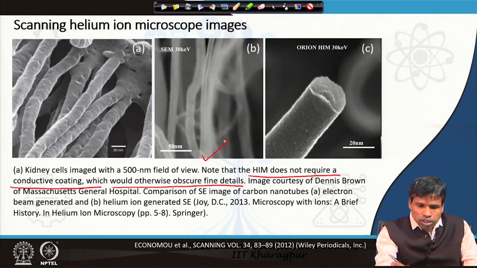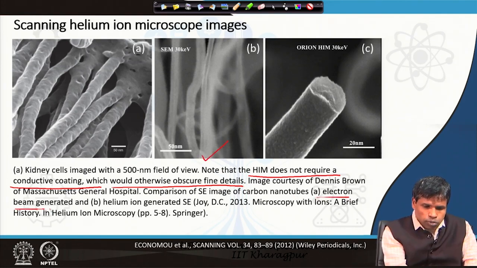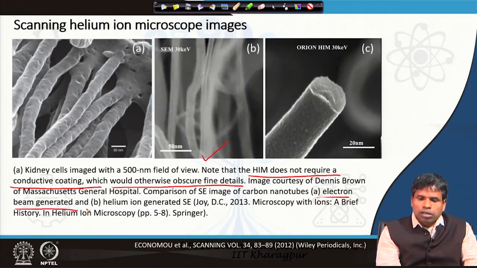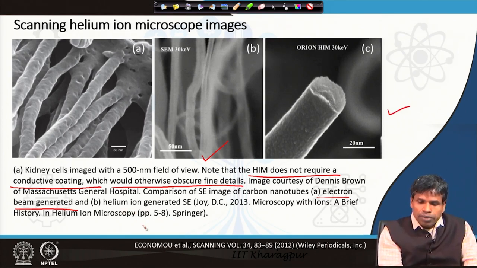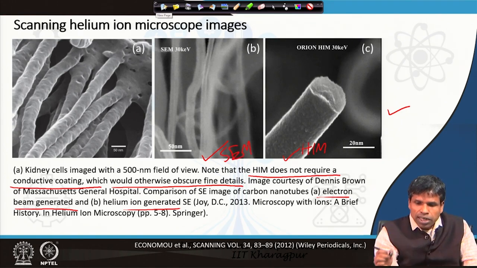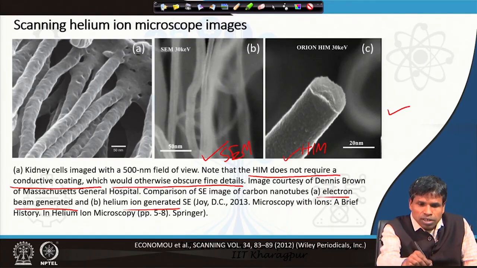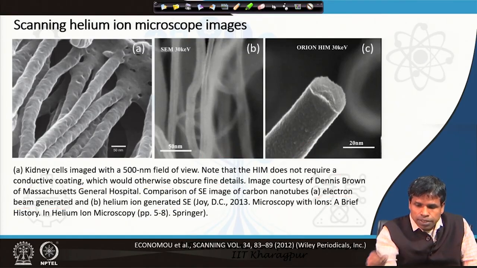Here on the right side, there are two images. One is a carbon nanotube produced from the secondary electrons. That is a secondary electron image produced by an electron beam in the SEM. And on the right side, you see an image from a helium ion microscope. It is again a secondary electron image, produced in a helium ion microscope. You see the difference in image quality between the helium ion microscope and the scanning electron microscope. There is a large difference in the clarity and the three dimensional features of the specimen.